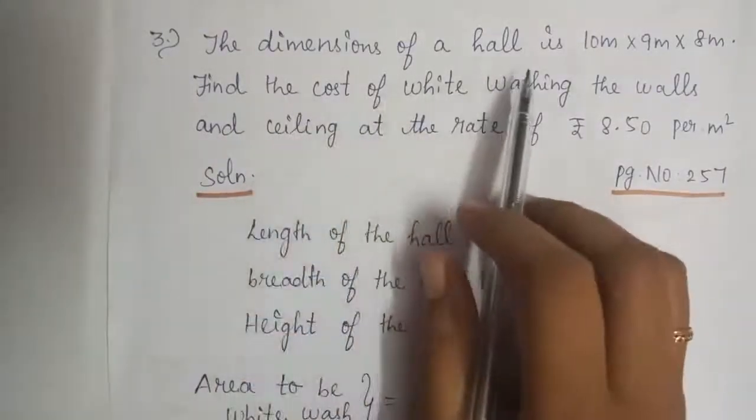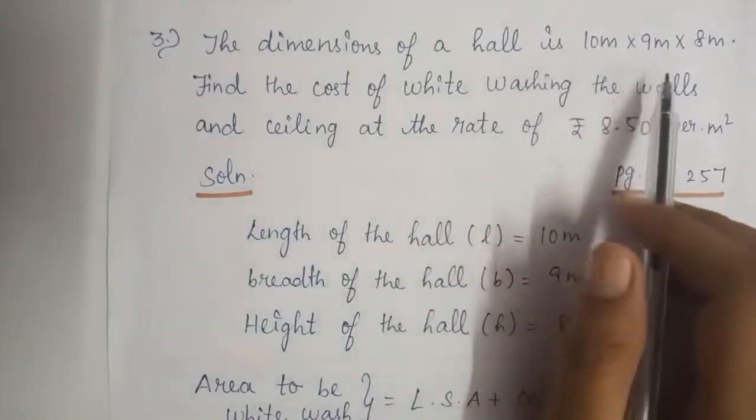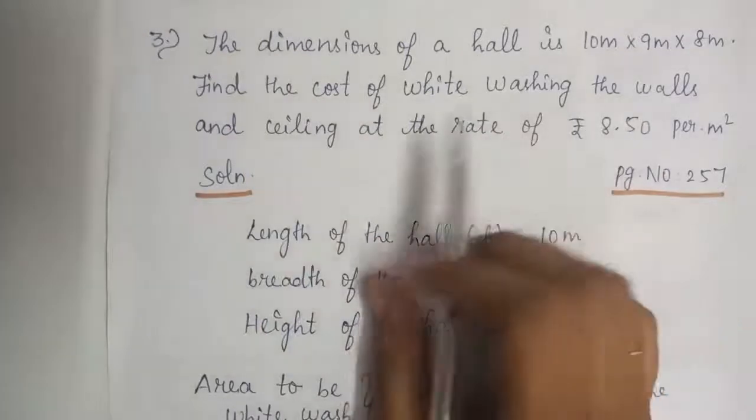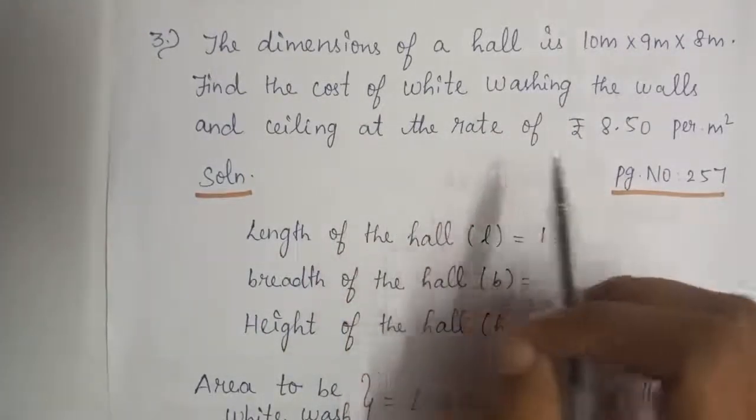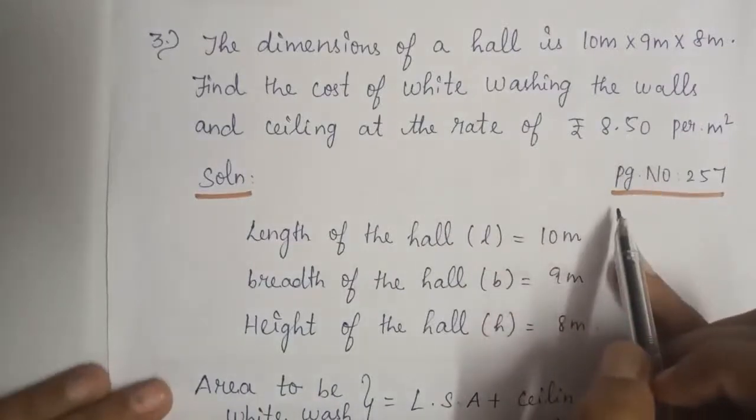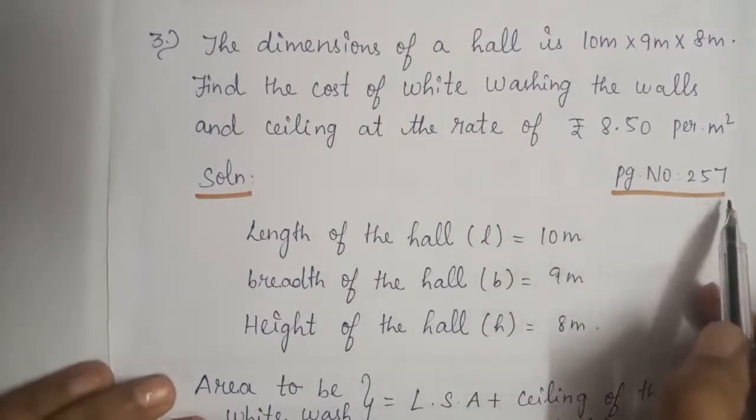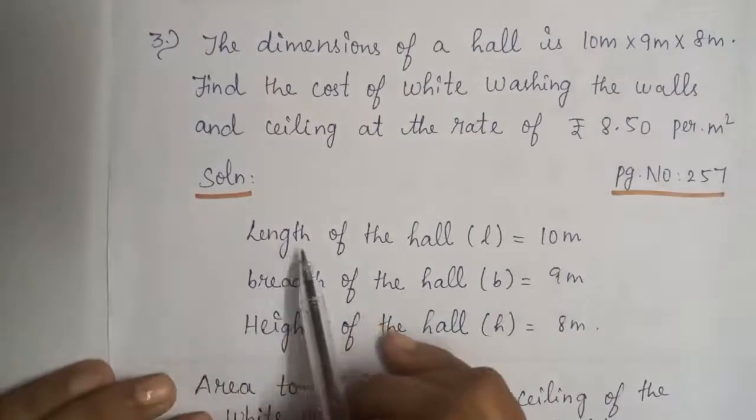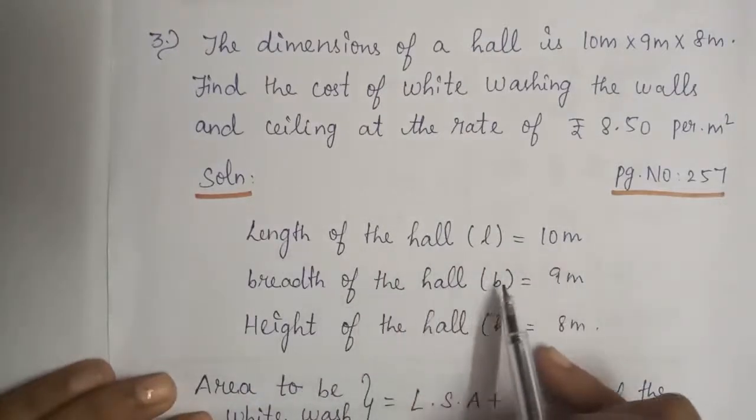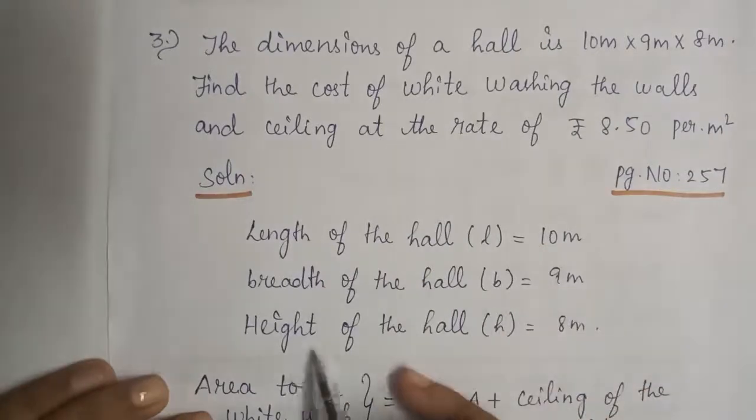The dimensions of a hall are 10 meter by 9 meter by 8 meter. Find the cost of whitewashing the walls and ceiling at the rate of rupees 8.50 per meter square. The problem belongs to page number 257. Solution: length of the hall L is equal to 10 meter, breadth of the hall B is equal to 9 meter, and height of the hall H is equal to 8 meter.